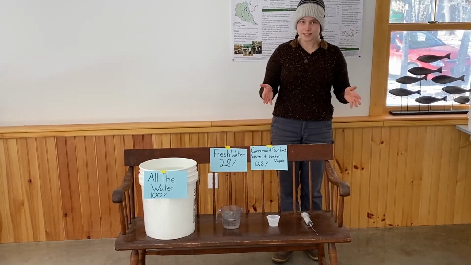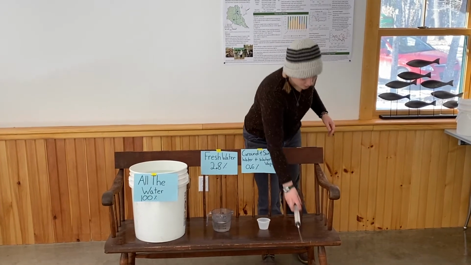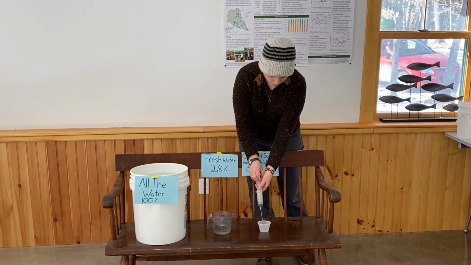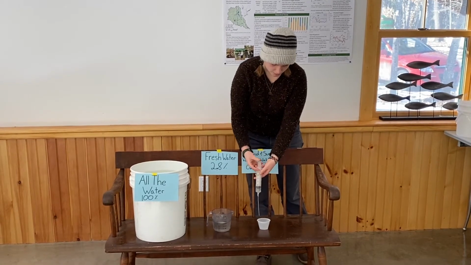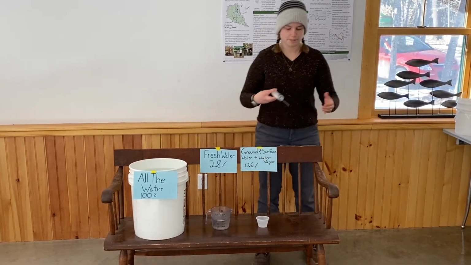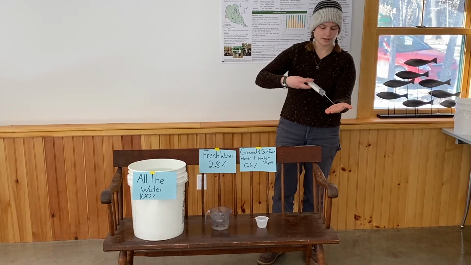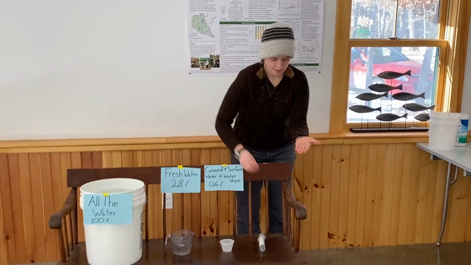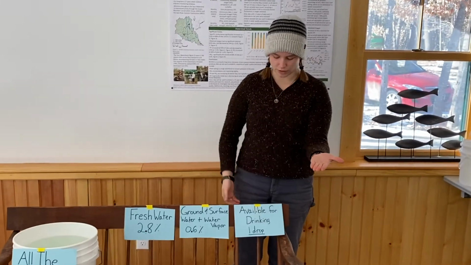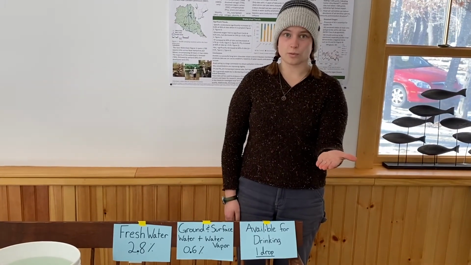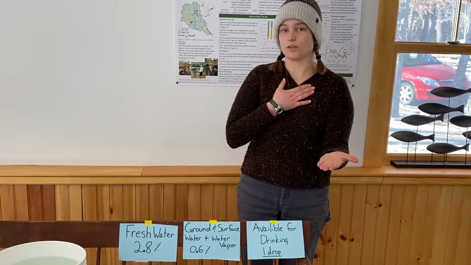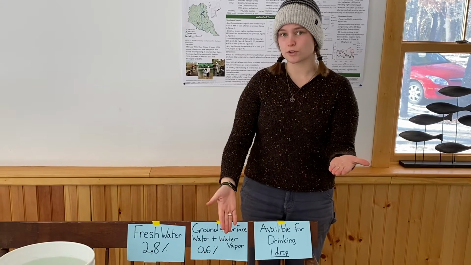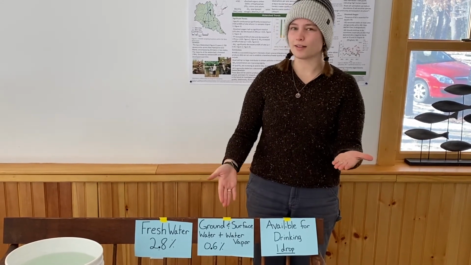Then the last measurement we are going to do is we are going to take our syringe and dropper and we are going to put a single drop in my hand. And that single drop of water is representative of all the water that we can drink, all the water that is available for humans to drink, because our groundwater, surface water, and water vapor, not all of it is accessible.